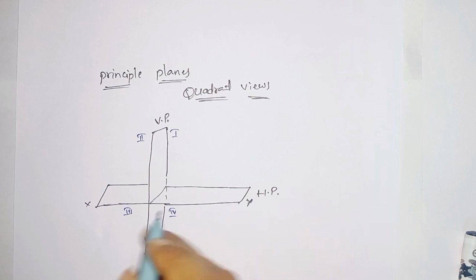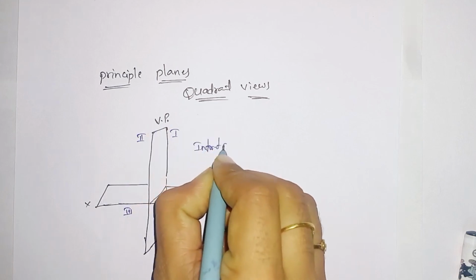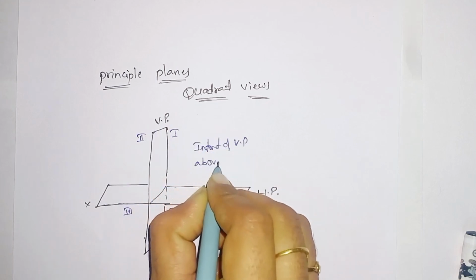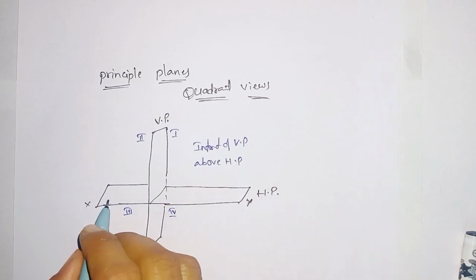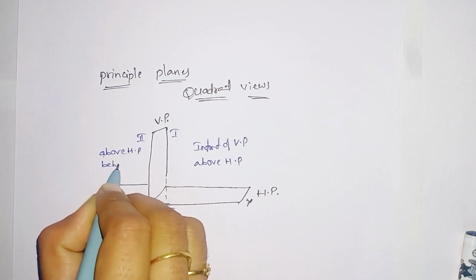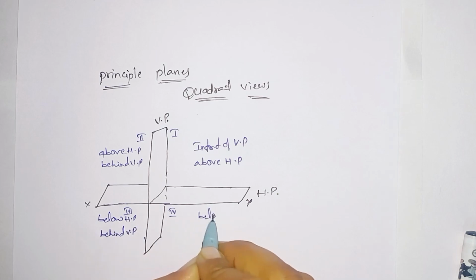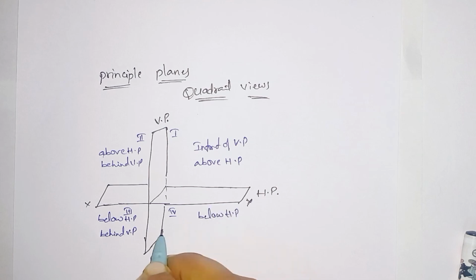In the first quadrant, it is above HP and in front of VP. Here it is above HP and behind VP. Here it is below HP, behind VP. Here also below HP, in front of VP. These are called the four quadrants.